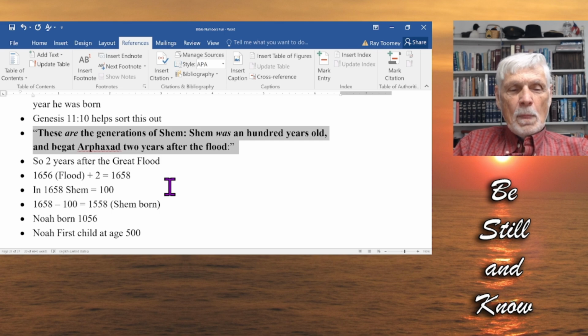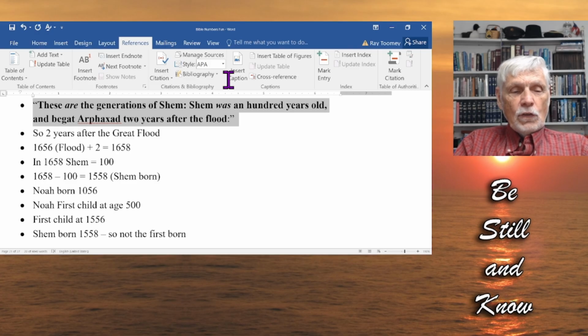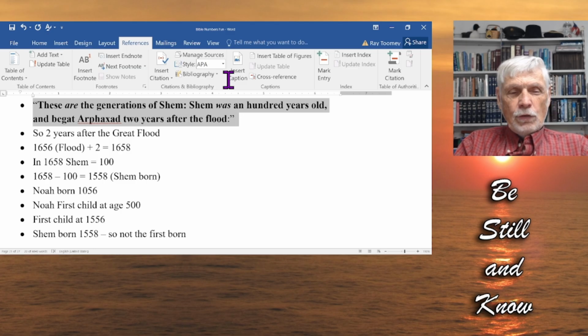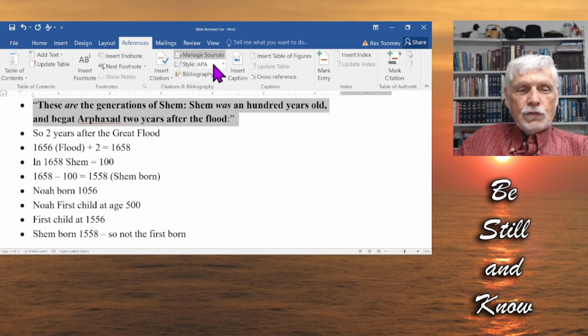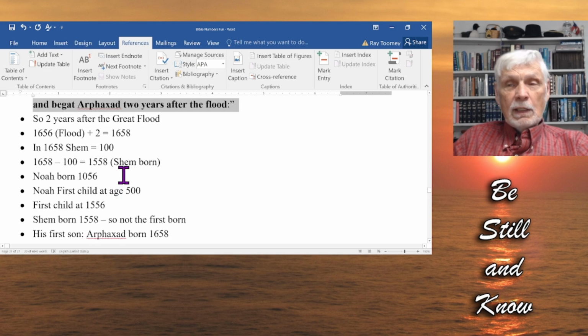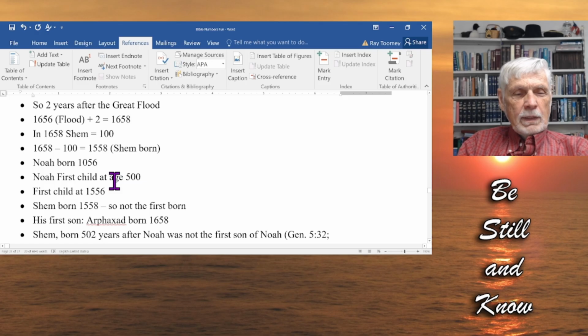1658 minus 100 is 1558. That was the year Shem was born. Noah was born in 1056, and Noah's first child was born when Noah was 500. So that would give us that his first child came in 1,556 years after creation, which is not the year we see here that Shem was born in. Shem was not born till 1558 years after creation. So he was not the firstborn. But Genesis 11:10 explains it to us and gives us the number that we can work with for the chronology. So Shem was born in 1558, so not the firstborn.